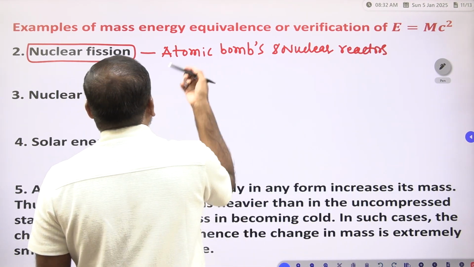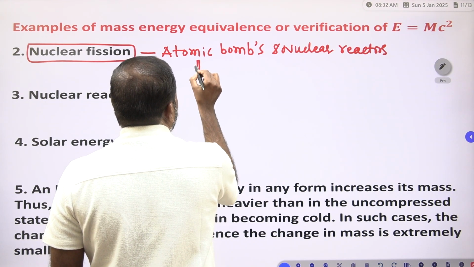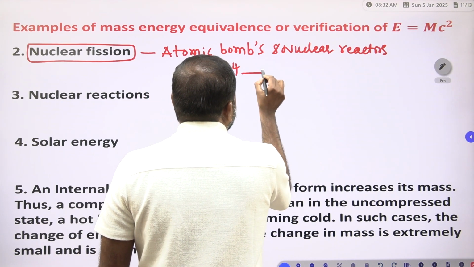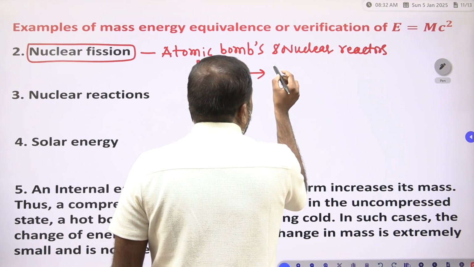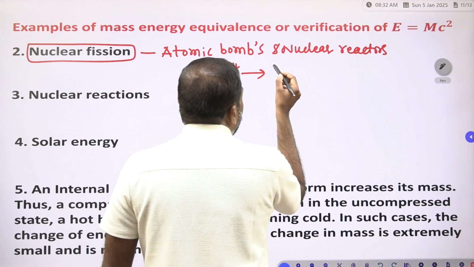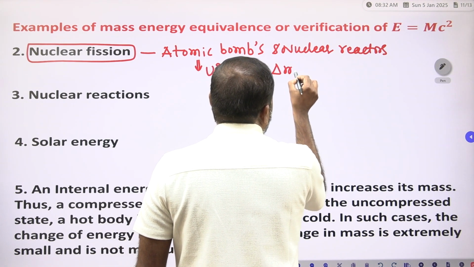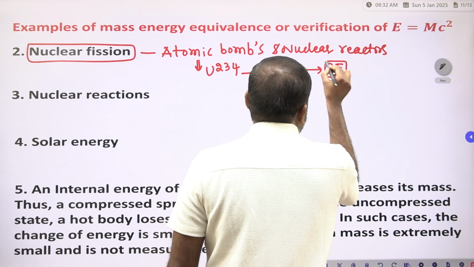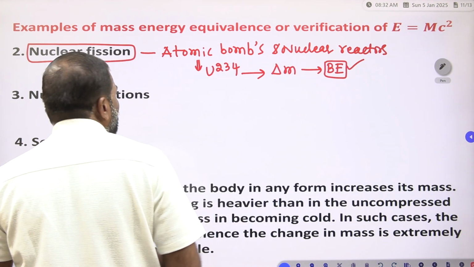That mass is converted to energy, because if you take uranium 234 or 235, it is going to convert to energy. So the mass is going to convert to energy, delta m is going to convert to binding energy. This is the basis of nuclear fission.